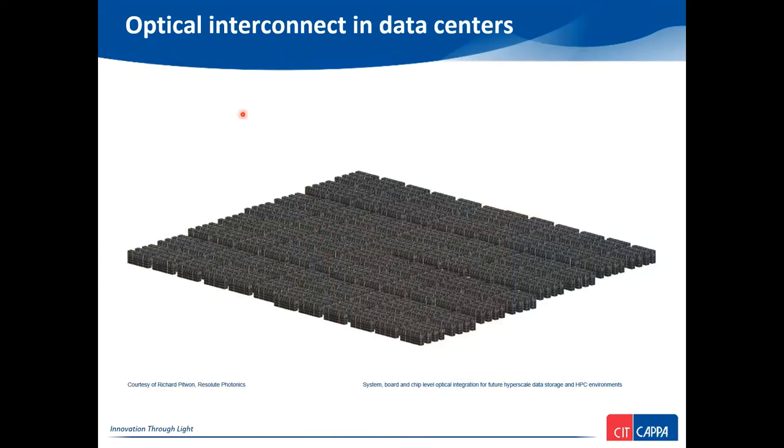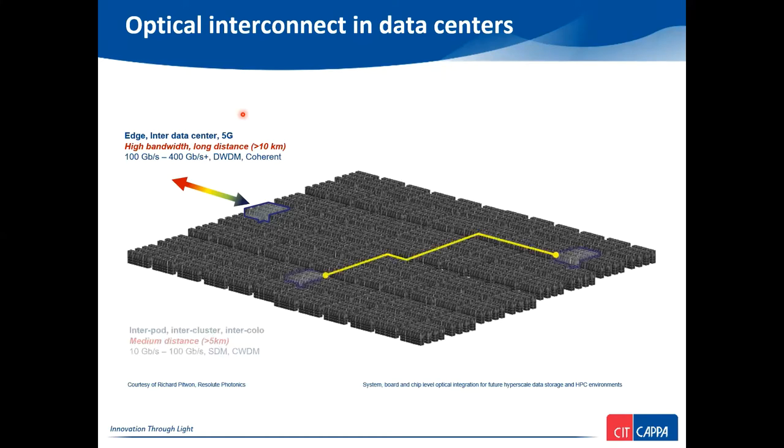Here we see a few of the different links required by the data center. At the connection from one data center to another or to the outside network, there tend to be high bandwidth links with wide use of DWDM, or dense wavelength division multiplexing, and coherent technologies, and quite high bit rates. Inside the data center itself, there are sub-5 kilometer links between different pods or sections of the data center.